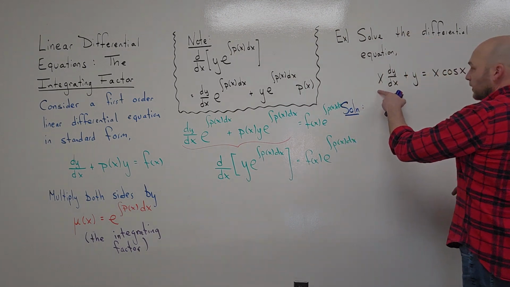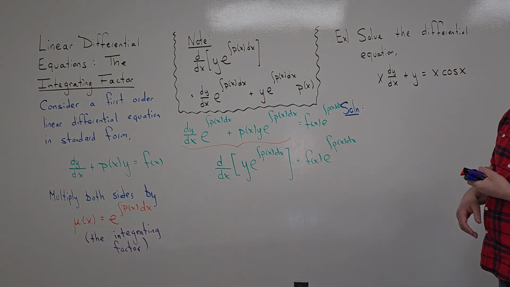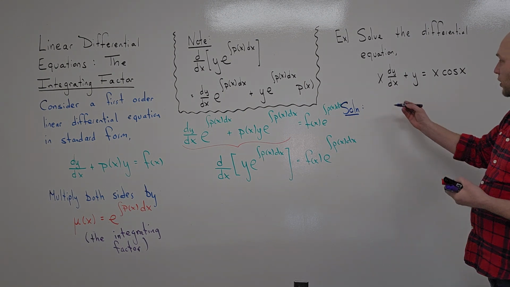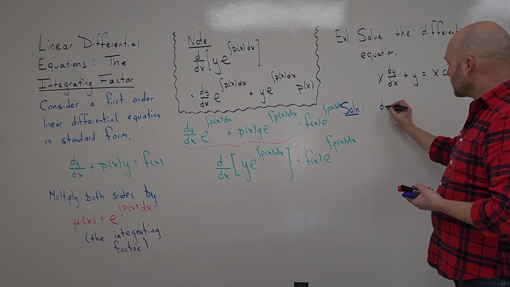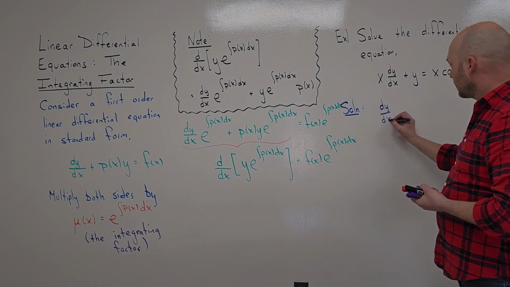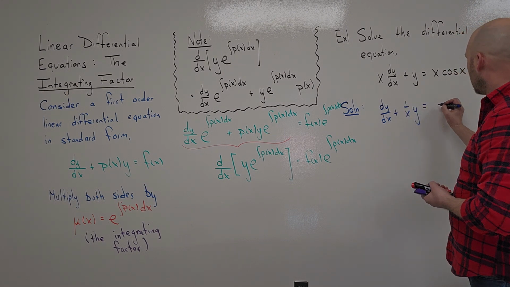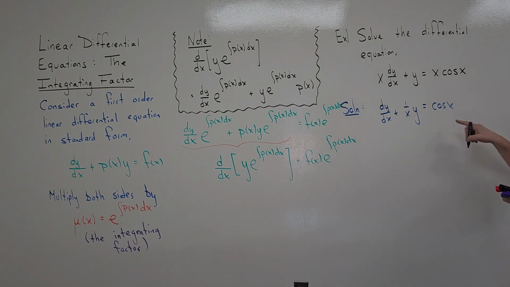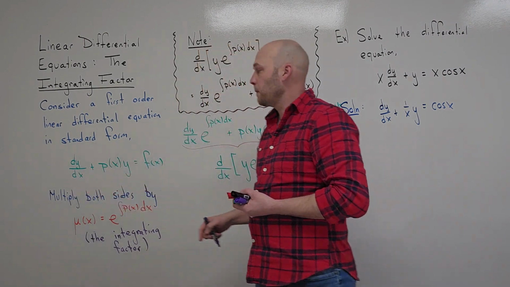Here's a linear first order differential equation, but notice it's not in standard form because I have a factor of x out front. So I'll start by dividing through by x. That will give me dy/dx plus 1 over x times y equal to cosine of x. You can see that this differential equation has the form of this one in green.